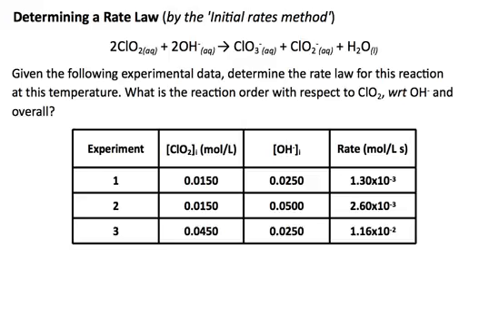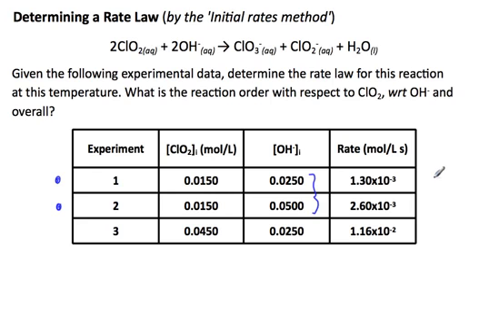And as we did in the past example, we're going to compare experiments to see how changing an initial concentration of a reactant affects the rate of that reaction. So if we look at experiments 1 and 2 here, we can see that the concentration of ClO2 is held constant and the concentration of hydroxide ion is doubled. So comparing experiments 1 and 2 is going to determine the effect of hydroxide ion concentration change on rate. So that's going to be useful.